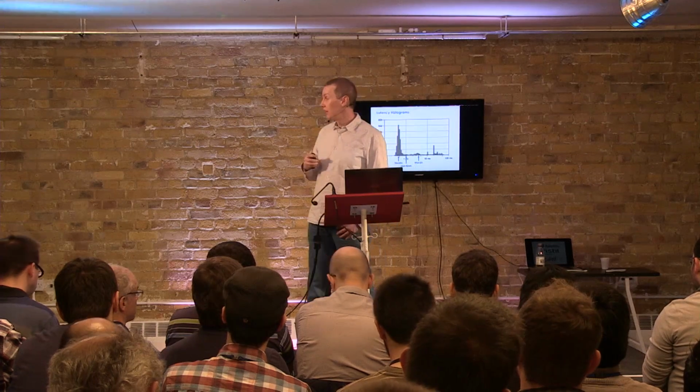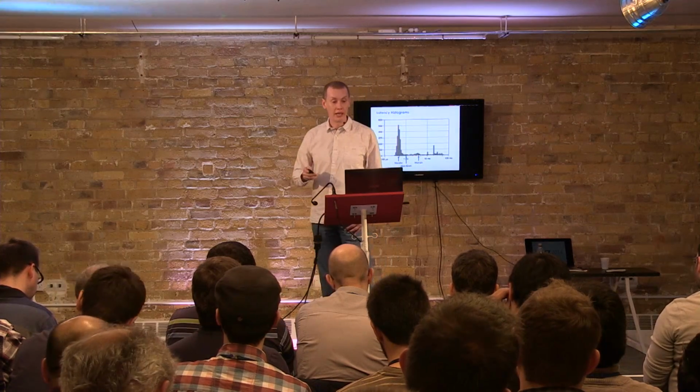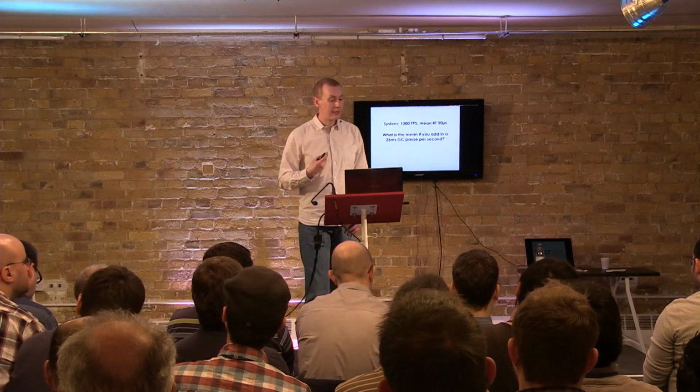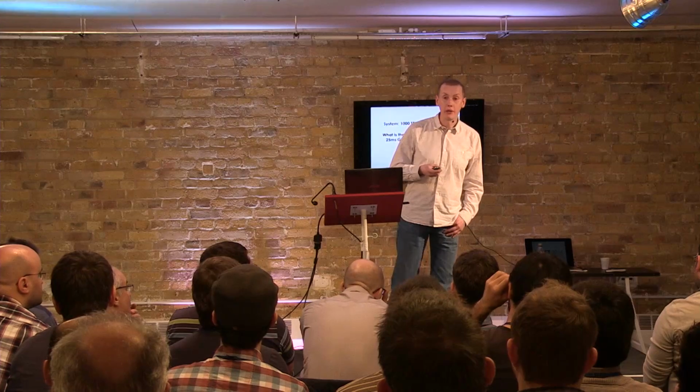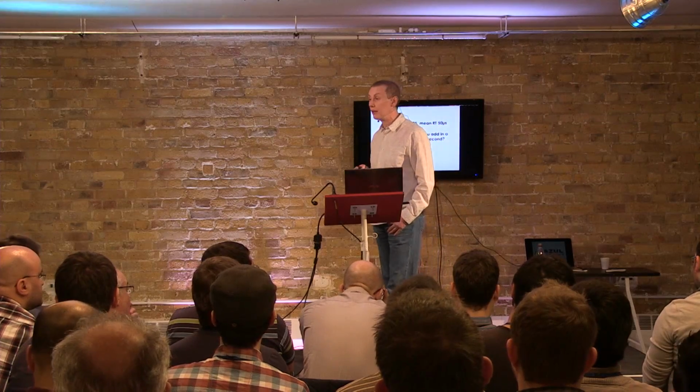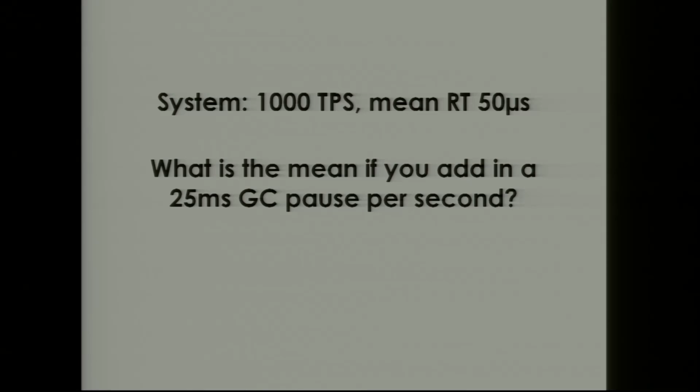So I just want to set that as a view up front, that we're not looking at averages, because averages tell lots of lies. Here's a simple example. Let's say I have a trading system, and it's responding in 50 microseconds typically. That's its typical, that's its mode. Now all of a sudden I introduce a 20 millisecond garbage collection pause happening once a second. What happens to our average?